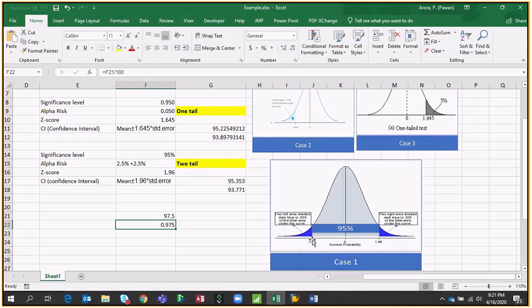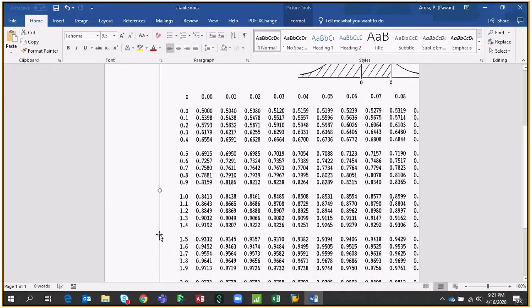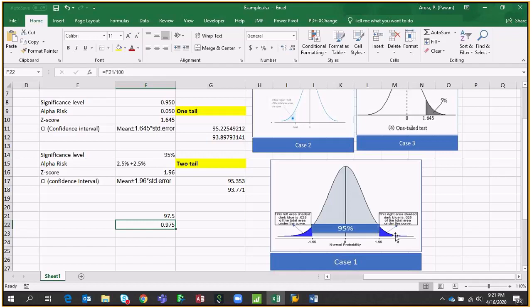Now I need to check what exactly the z score is for this area. So let me go to the z table. Now if you see, 1.9 is here and just go to 1.96, you can see this is the value of the area, which is 0.975 or 97.5%, which we are looking for, for 2.5% of alpha risk on the right hand side. So that's why you have 1.96 here as a z score.